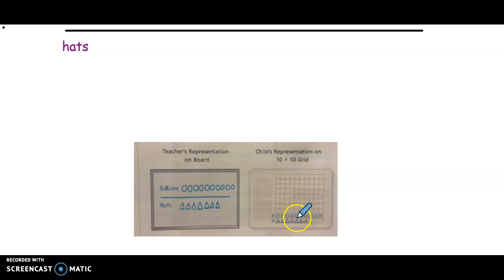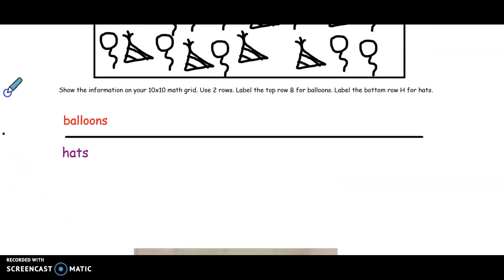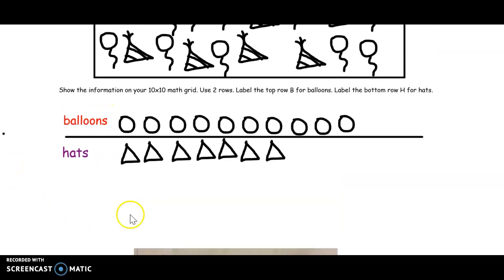Okay, so you're going to use circles for your balloons and triangles for your hats and fill out your 10 balloons and your 7 hats. So go ahead and do that, and I'll do it on mine. Okay, so we have our balloons drawing and we have our hats drawing. And now we have to make a comparison so that when we compare things, we can talk about the larger amount and the smaller amount.